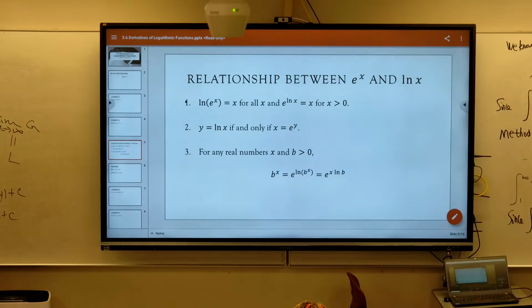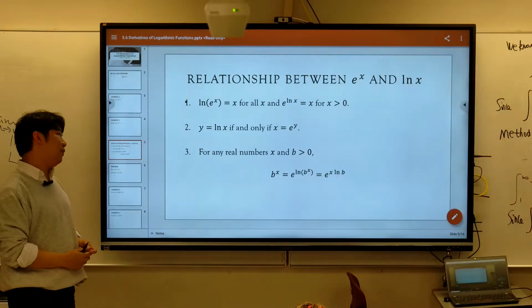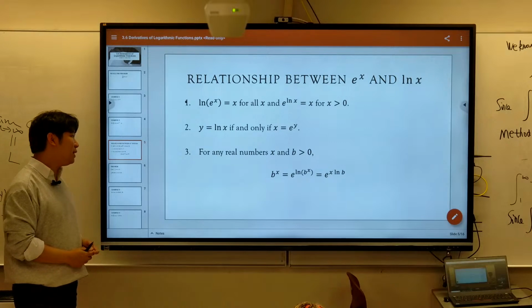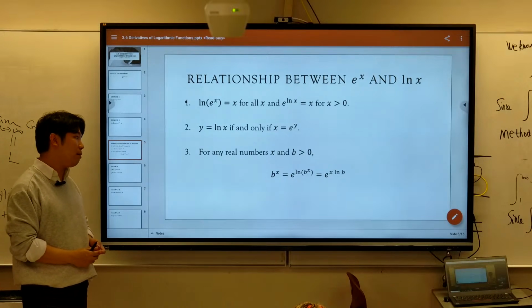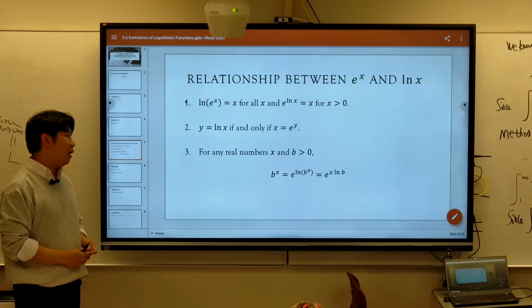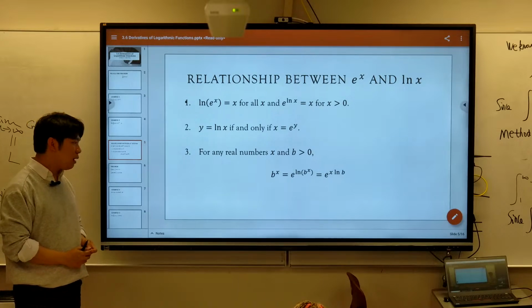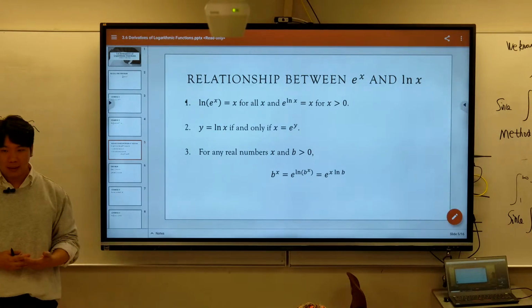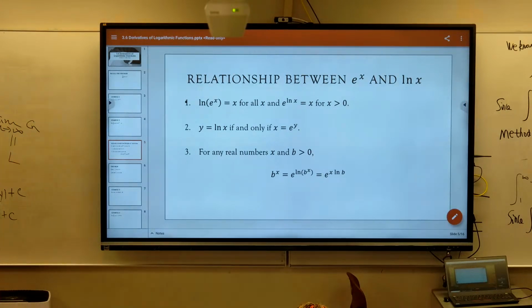Furthermore, the second property tells me I can write y is equal to natural log of x if and only if x is equal to e to the y power. And then the last one being, whenever I look at any random number b to the x power, assuming b is positive, then I can do e to the natural log of b to the x, which is equal to e to the x times natural log of b. So these are actually using properties of logarithms about playing around and moving stuff left and right as needed.